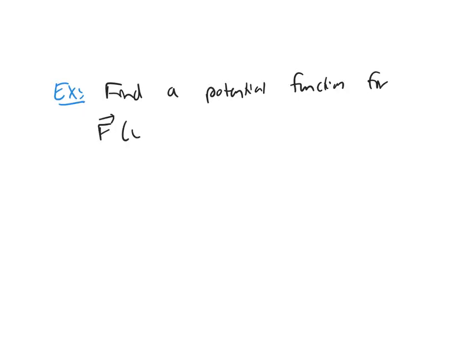So now let's talk about how to find a potential function. We're going to look at an example: find a potential function for the vector field 2xyi plus x squared minus yj.